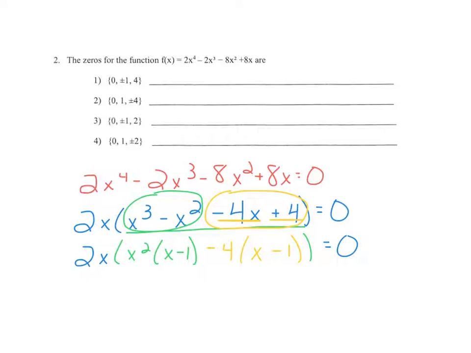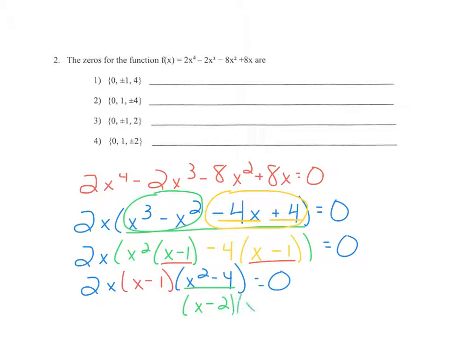From here, from the grouping, I can take out a common factor of x minus 1, leaving me with x squared minus 4. We still need to bring down the 2x in the front and set it equal to 0. I have one more step for factoring. This binomial can be changed into x minus 2, x plus 2, bringing down the x minus 1 and the 2x. Now that this is completely factored, I can set each factor equal to 0.